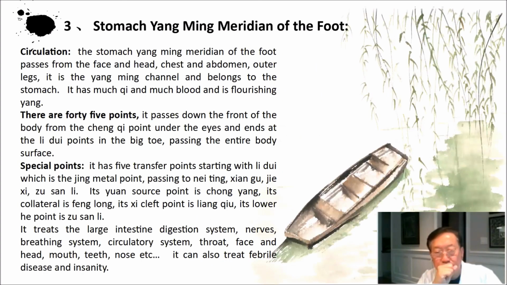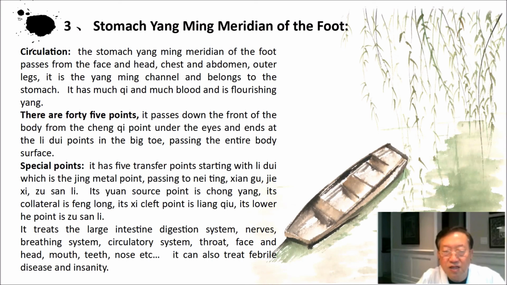3. Stomach Yang-Ming meridian of the foot. Circulation. The stomach Yang-Ming meridian of the foot passes the face and head, chest and abdomen, outer legs, and it is the Yang-Ming channel and belongs to the stomach. It has much qi and much blood and flourishing yang. There are 45 points. It passes down the front of the body from the Chengqi point under the eyes and ends at the Li Dui point of the big toe, passing the entire body surface.